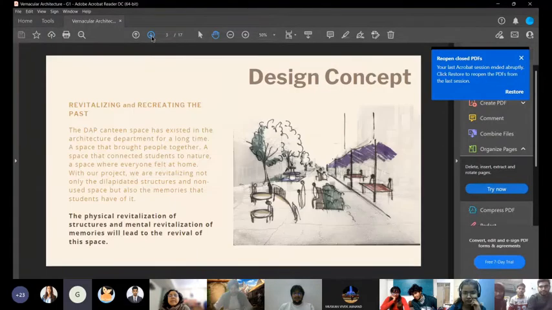Okay, so firstly, I would like to introduce the design concept. Ma'am, the site that we took was the DAP canteen site. As you remember, there are a lot of structures on that site which were previously there.